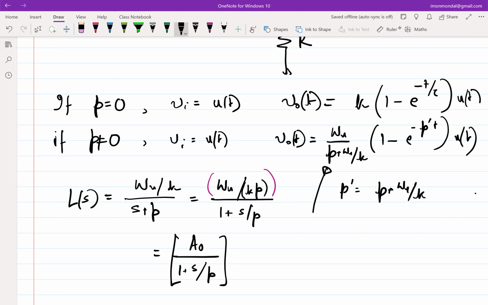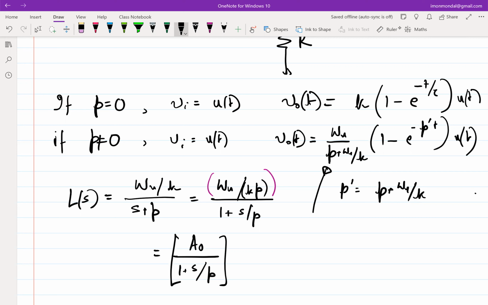So if I plot mod of H for an ideal integrator, what will it look like? I'm only bothered about the magnitude response. We also did this. So use Bode approximation. If you use Bode approximation, what is the breakpoint? Omega U over K. So before omega U over K, you will get a flat line of K. And after that, what will the slope look like?